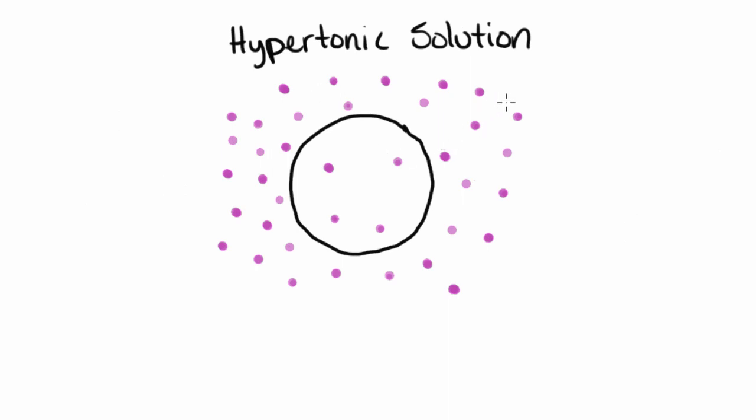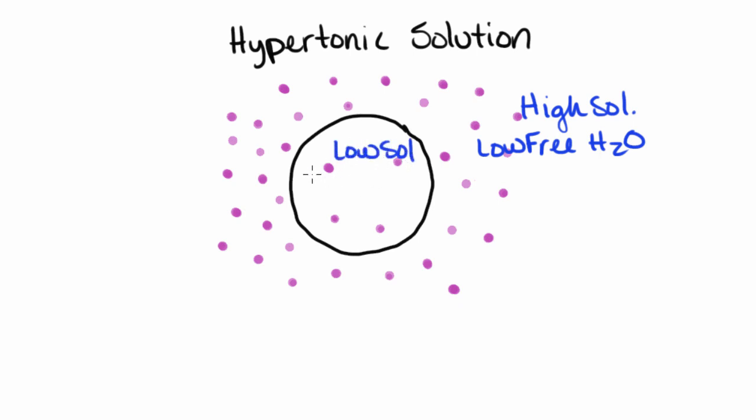In the hypertonic solution, outside the cell, we have a high concentration of solute. And if we have a high concentration of solute, that means we have a low concentration of free water. And so if we compare that to what we have inside, we're going to have low solute, and low solute would mean high free water. So if we look at the direction of the water movement, water is always going to move high to low, and so it's high here and low here. The water is actually leaving or moving out of the cell.